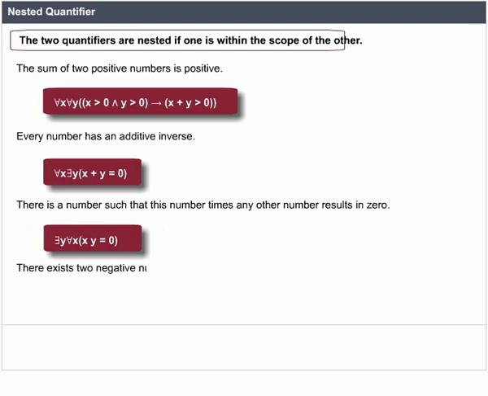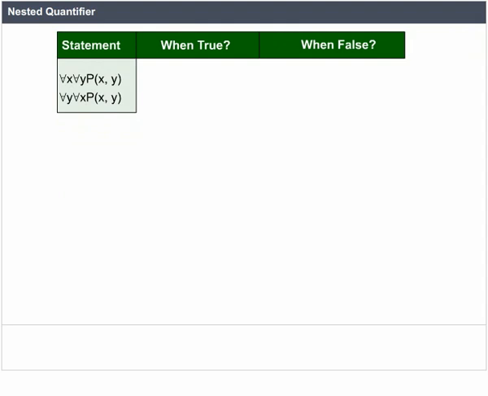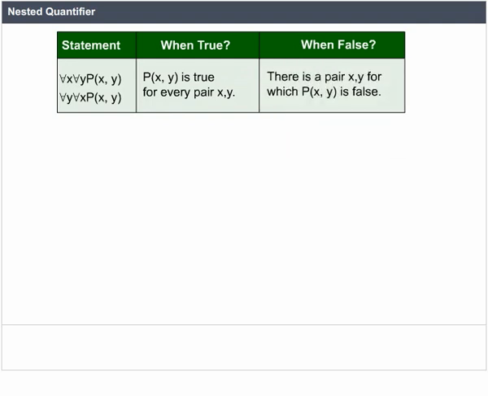There exist two negative numbers that add up to minus 3: there exists x, there exists y, x less than 0 and y less than 0, and x plus y equals minus 3. The table has three columns: statement, when true, when false. We read row by row. For every x, for every y, p of x comma y, and for every y, for every x, p of x comma y: p of x comma y is true for every pair x comma y; there is a pair x comma y for which p of x comma y is false.